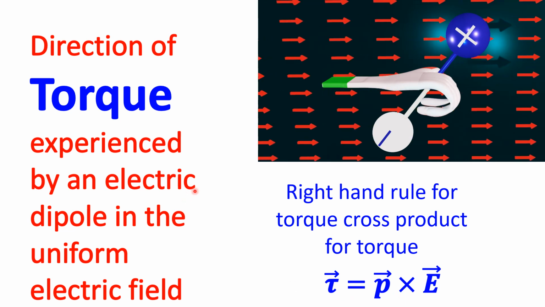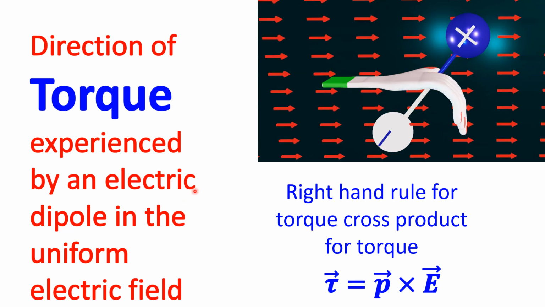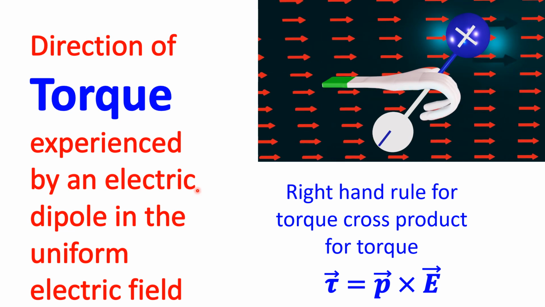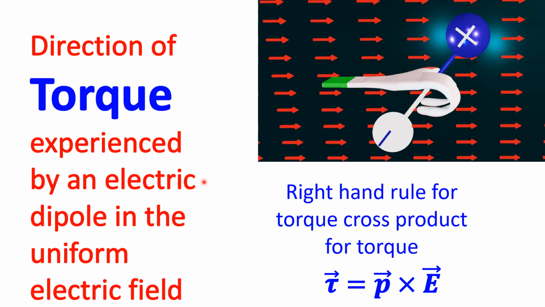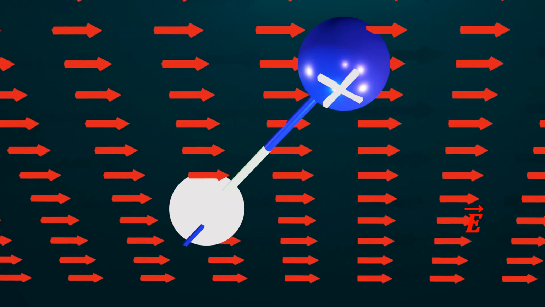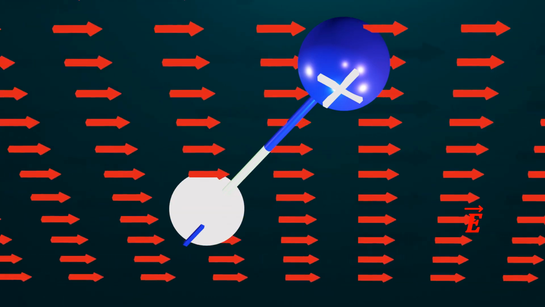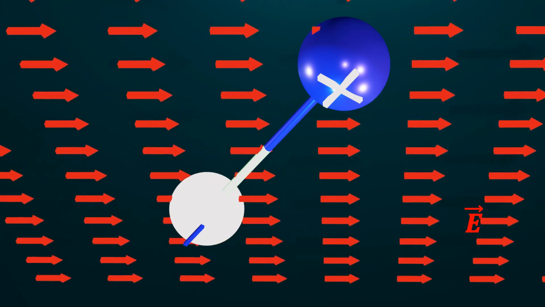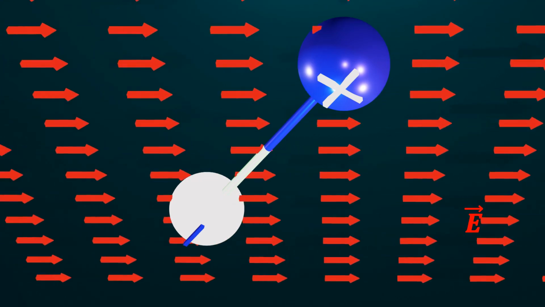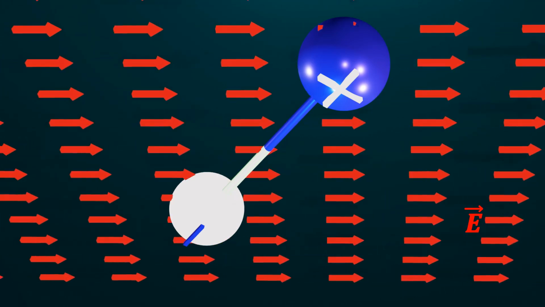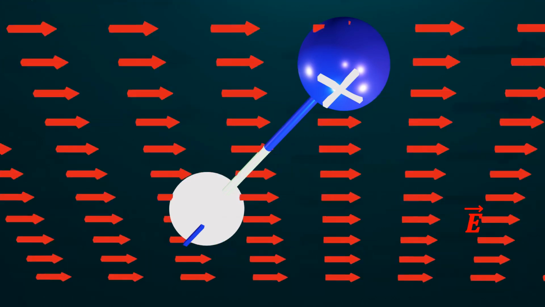This torque is always perpendicular to the plane, and we see the direction of torque using the right-hand rule. Let's consider this uniform electric field. When an electric dipole is kept in this uniform electric field, torque will be produced. Here we see how to find out the direction of the torque using the right-hand screw rule.